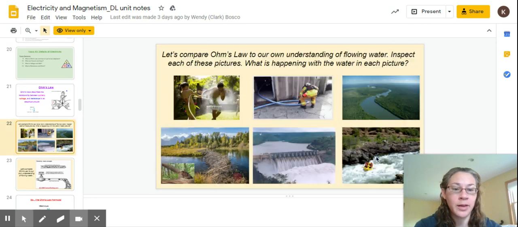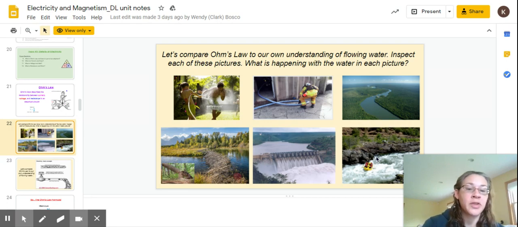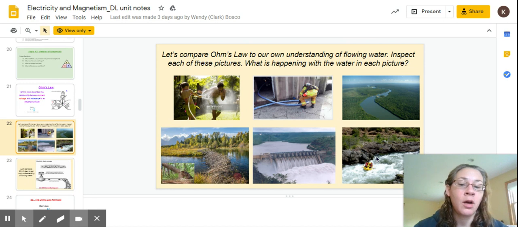Oop, I went the wrong way. So, compare Ohm's law to our understanding of how water flows. Notice the difference in the water flowing in each of these pictures. In the top picture, someone has a hose and they are putting their thumb over the end of the hose to make it spray out really hard. That's a lot of resistance, but there's a lot of pressure behind it, so it comes out harder.